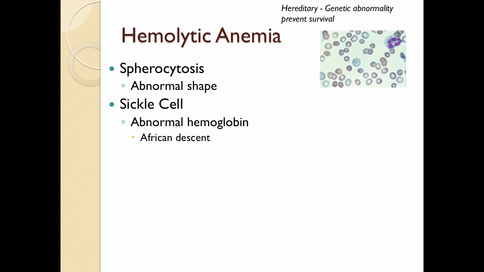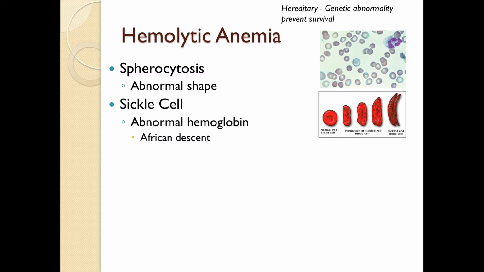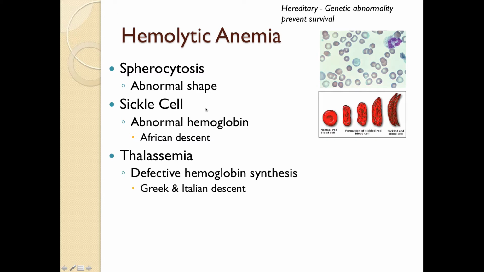So the first is sickle cell anemia with an abnormal hemoglobin molecule. This is associated with patients of African descent, especially along the malarial belt. And something about sickled red blood cells is that they can't bind malaria. So it might be something evolutionarily helpful. However, it can cause something called a sickling crisis, which can cause a huge amount of ischemia and tissue death.